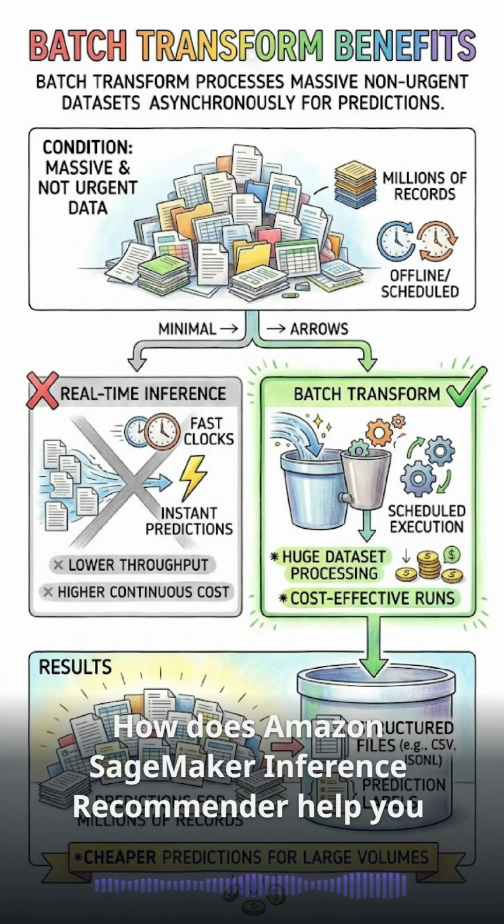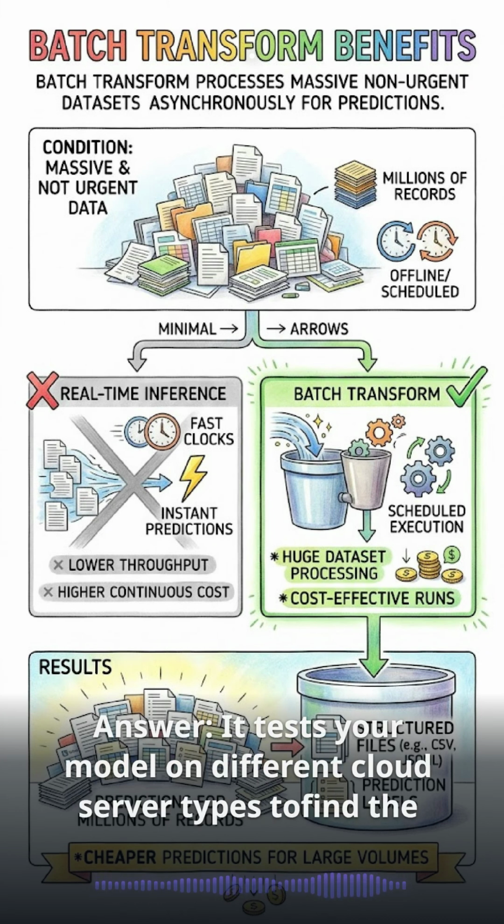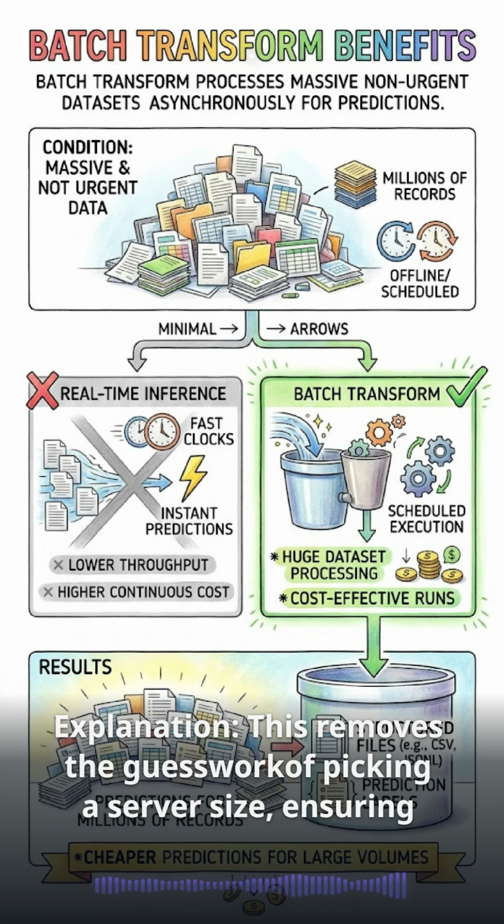74. How does Amazon SageMaker Inference Recommender help you save money when deploying your models? It tests your model on different cloud server types to find the cheapest one that still performs well. This removes the guesswork of picking a server size, ensuring you do not pay for more power than needed.